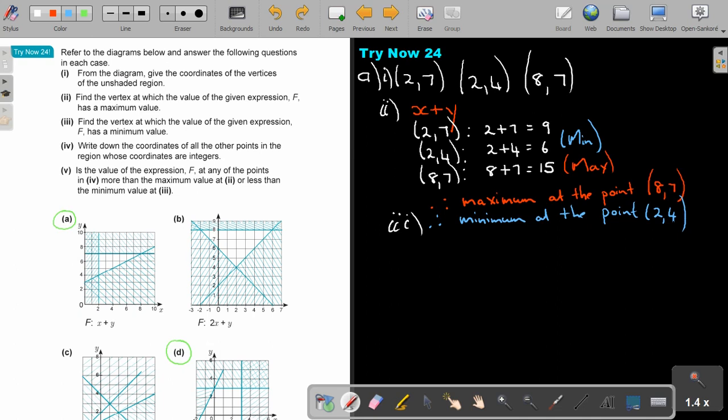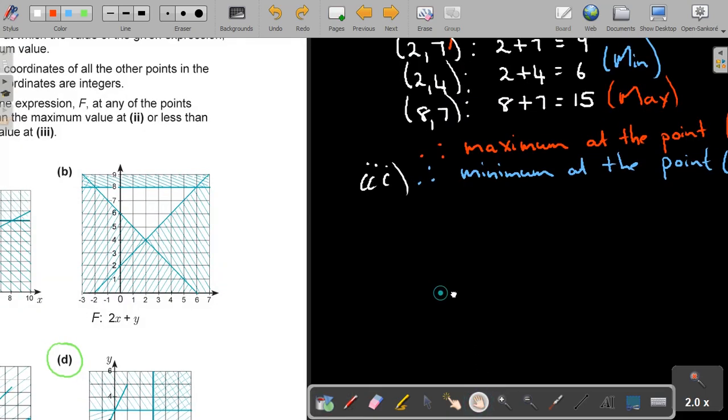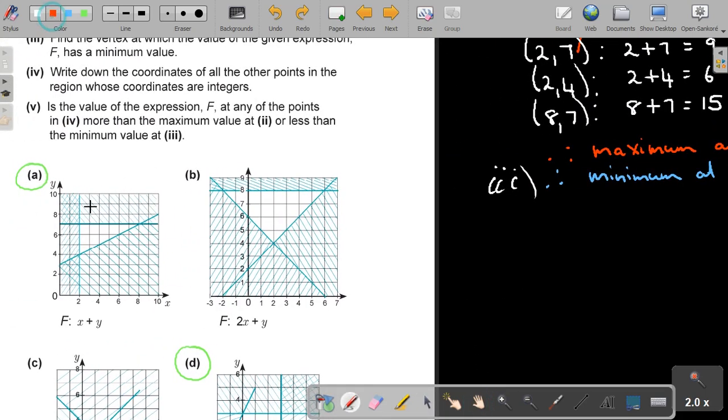Let's go on. So if I look at the next one, find the vertex at which the value of the given x is a minimum value. Write down the coordinates of all the other points in the region whose coordinates are integers. I first want to just show you the points. So let's just mark the points, all the other points.